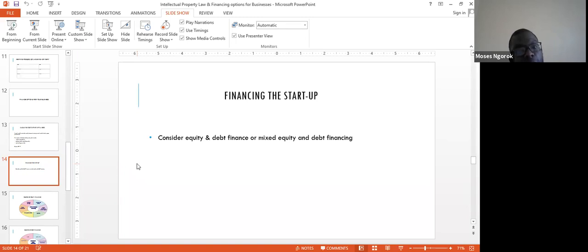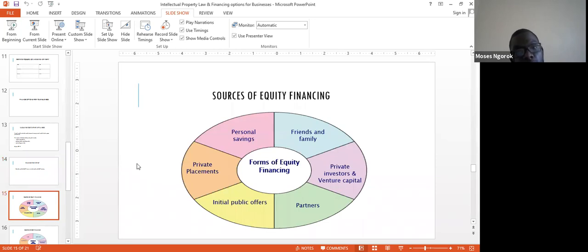So, let's look at equity sources of financing. In terms of sources, the first one that usually people look at is you consider whether you have personal savings. These personal savings would help you set up your company, would help you register and have shares in that company. So essentially, personal savings are actually a form of equity financing.